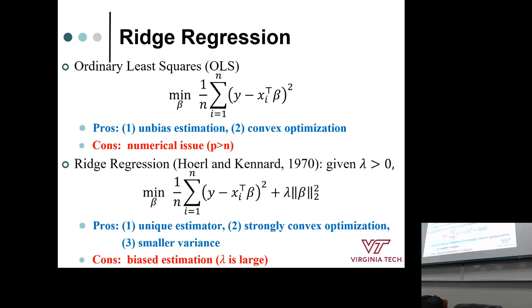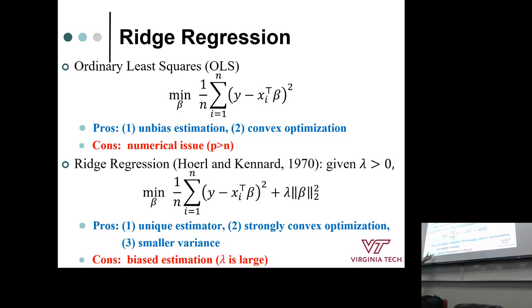To fix this type of issue, statisticians use what they call ridge regression. They put a little bit of penalty here. This penalty is not for sparsity, but just to make sure the problem is well-defined. In this case, suddenly the problem becomes a strongly convex optimization, with a unique solution, and everything is good. And it turns out that by choosing lambda carefully, we can also reduce the variance of the estimation. It's a nice thing.